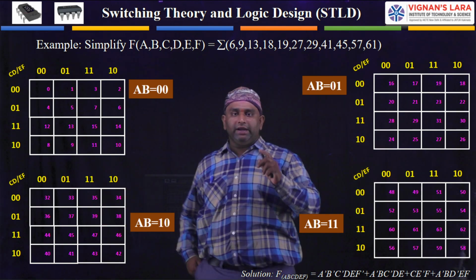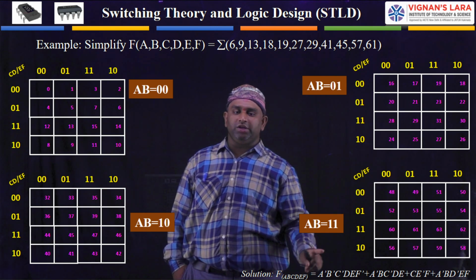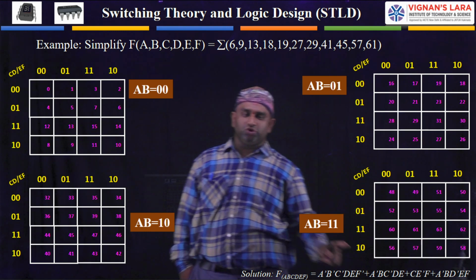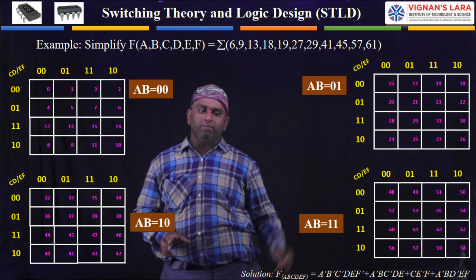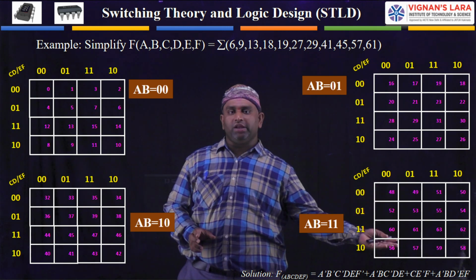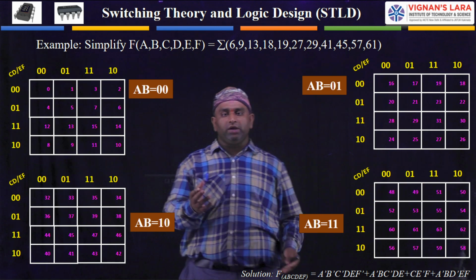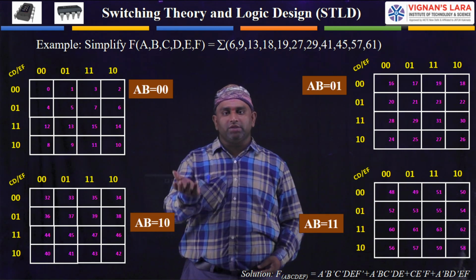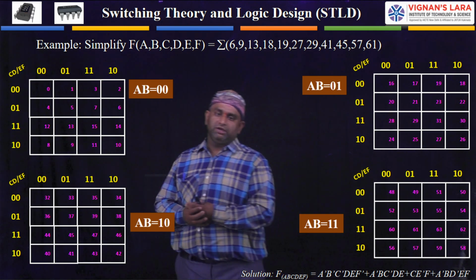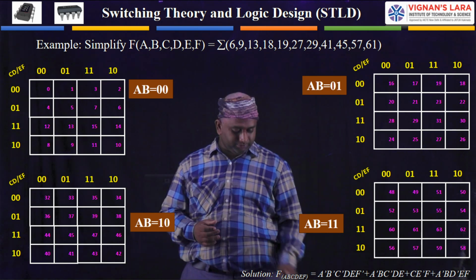Okay, and I'm giving the answer here. See here, the solution f of ABCDEF is equal to this, the finalized solution. What I'm asking is that you solve this problem and show the finalized output. Whatever output I have given here, you have to prove that your answer and my answer are both the same. So this is about the 6 variable K map. Thank you.